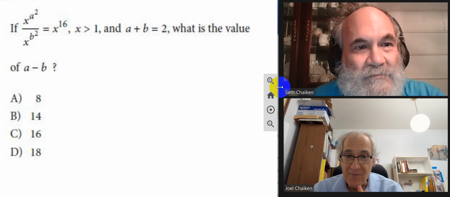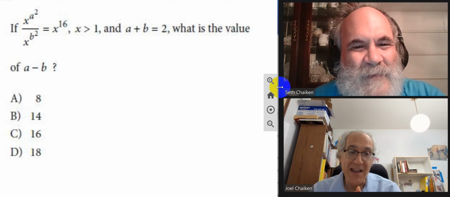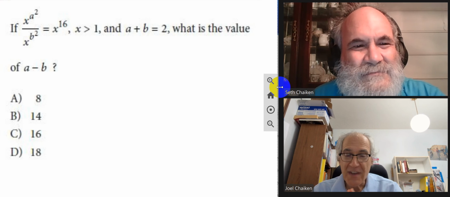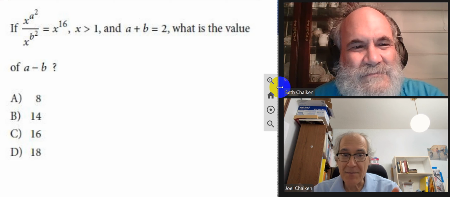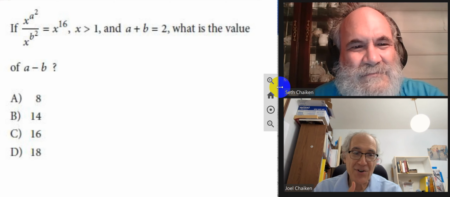So here we have one. You've got some exponents there: x to the a squared minus x to the b squared, x to the 16th, and a plus b is 2. What is the value of a minus b? First of all, this looks a little intimidating, right? You're like, oh my God, what do you do? It's algebra. It's not a word problem.